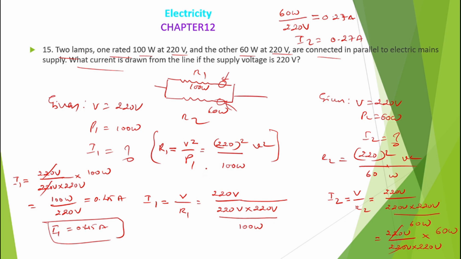Now the current drawn from the line. So this R1 is drawing 0.45 amps and R2 is drawing 0.27 amps. Then how much current are they drawing? So that is equal to I1 plus I2. I is equal to I1 plus I2, is equal to 0.45 amps plus 0.27 amps, is equal to 0.72 amps. This is the answer.